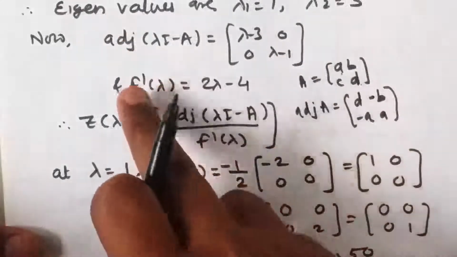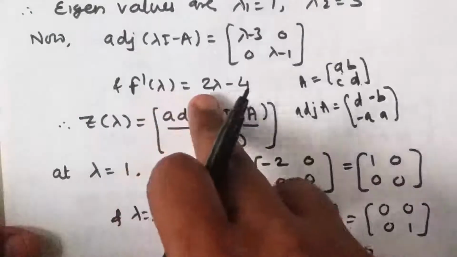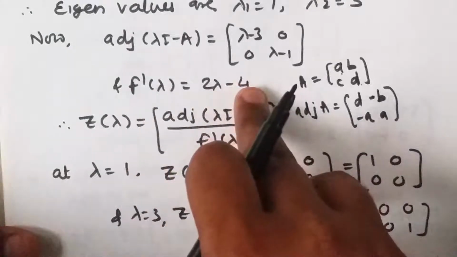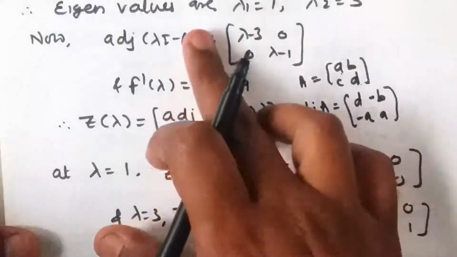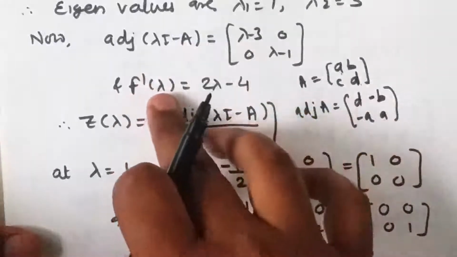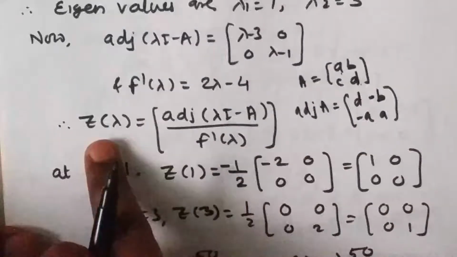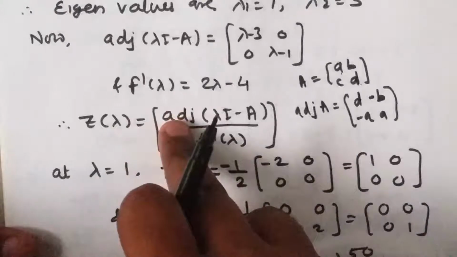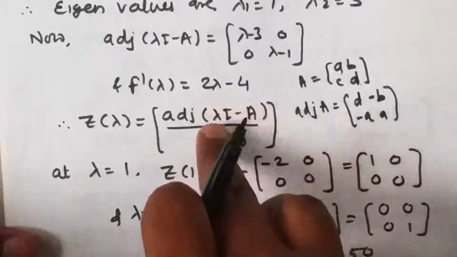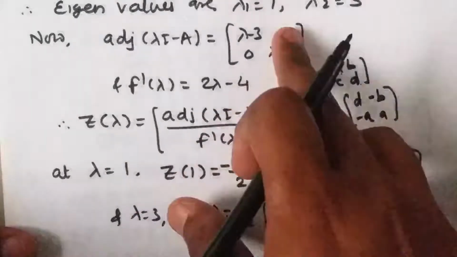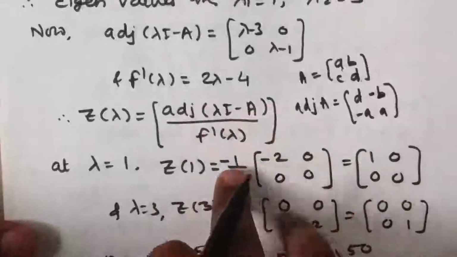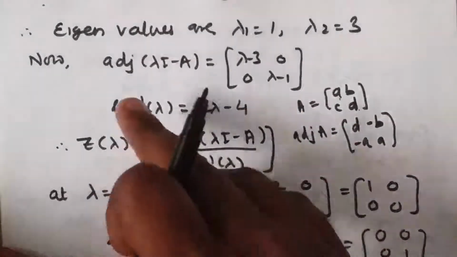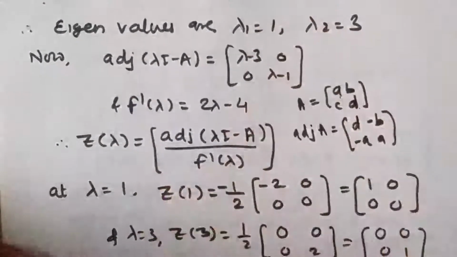Now if you differentiate f of lambda, you will get f dash of lambda as 2 lambda minus 4. Fine. Now we have both with us, adjoint of lambda I minus A and f dash of lambda. So let us calculate z of lambda. Z of lambda is, by definition, adjoint of lambda I minus A divided by f dash of lambda. If you put these two values here, we will get some matrix, right? And this z of lambda we are going to calculate at these two eigenvalues.